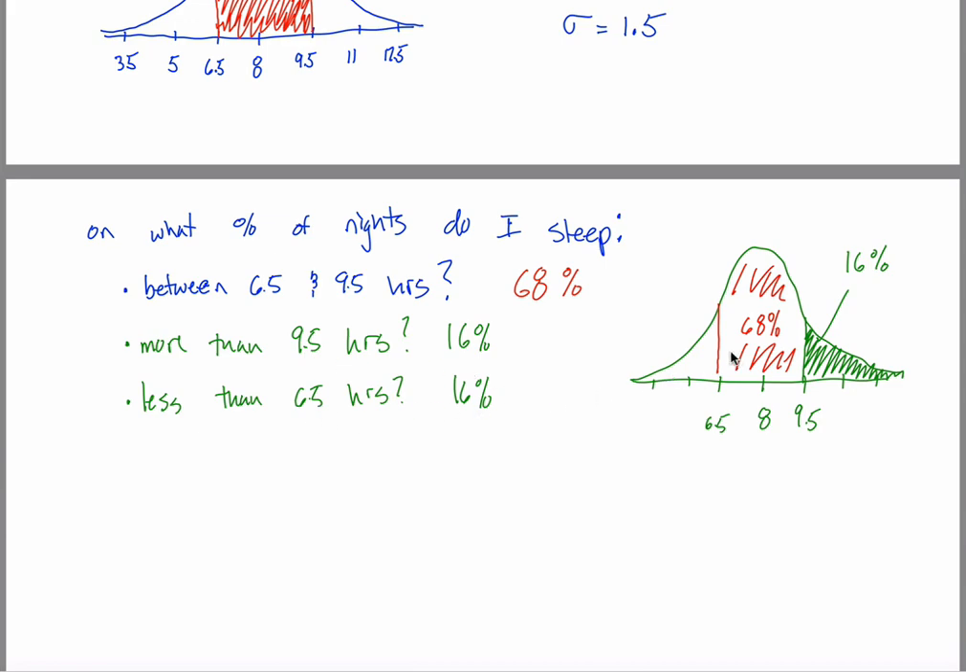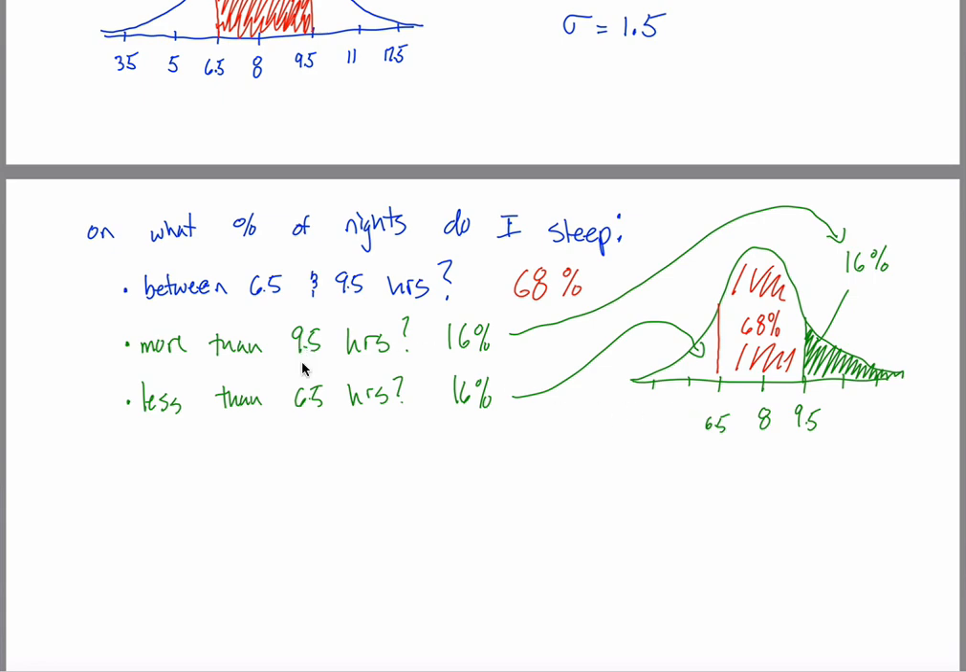Why? Because less than 6.5 would be that region. And this region has to be the same as this region because of symmetry. Looking at them, they're the same. There's the same amount of area over here as there is over here. So if this was 16% on this side, then this has to be 16% on this side. That's the kind of stuff you can do with the empirical rule. You're like, okay, so the answer is always going to be either 68% or half of that, or 16% or 32%. It doesn't seem like there's that many possible answers.